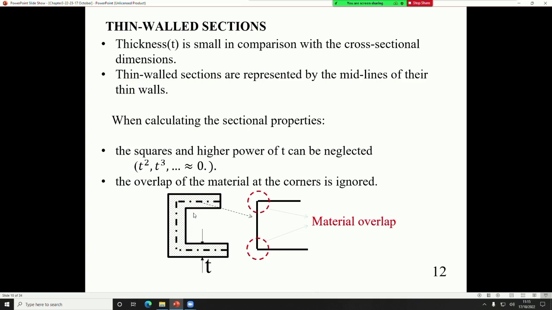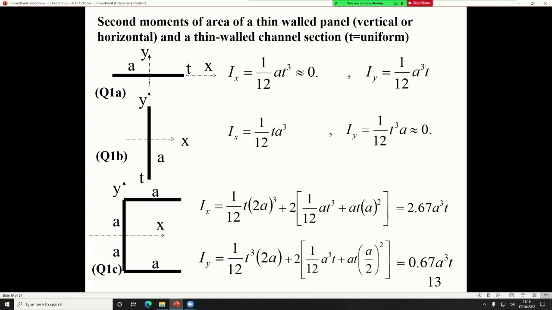So based on these assumptions, on slide number 12, we find the second moment of area of a thin walled section. Now, if we move on to slide number 13, you've got the solutions, actually, for questions 1A, 1B, and 1C. You already got them. Now, I have expanded slide number 13 to two slides. So it's exactly the same as what you see, but in order to show you, I have divided it to two slides.